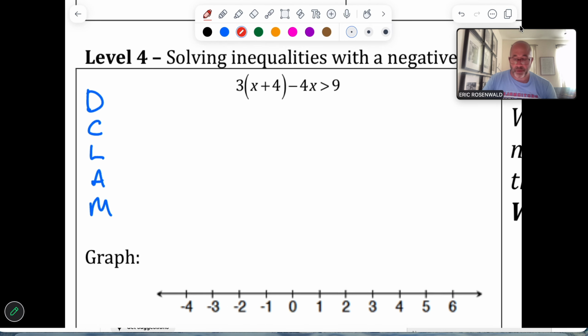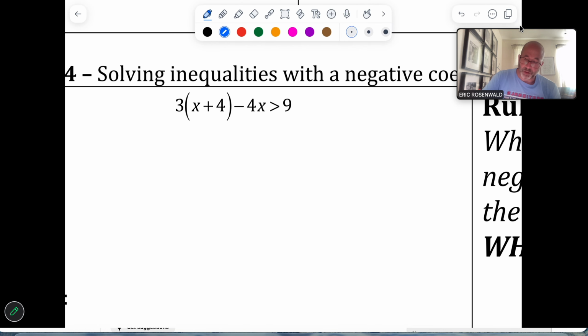So when we look at this one right here, and if I start solving, we have 3x plus 12 minus 4x is greater than 9.